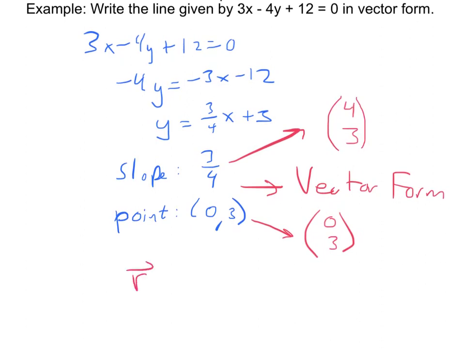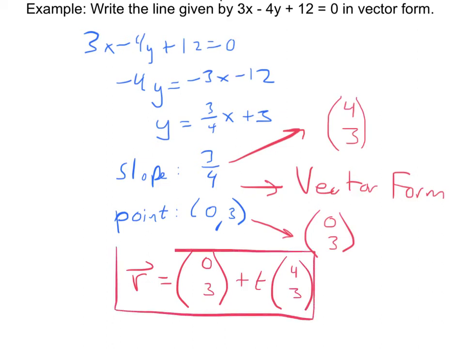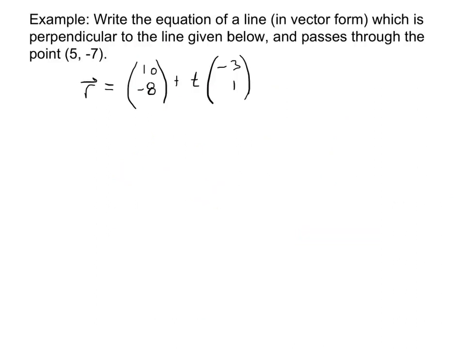Vector form of the line will be r equals 0, 3, that's the point on the line, plus t times my directional vector, which is 4, 3, just sort of the upside down version of the original slope. And there it is. In some sense, those are the basic problems for converting the two directions. One other thing they'll do is they may start talking about parallel lines and perpendicular lines, and I think that's what my next example is about.